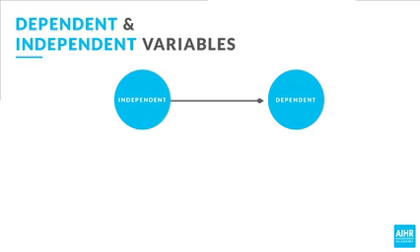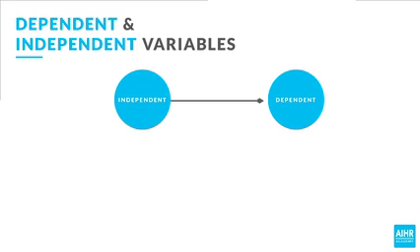And you see something similar to IQ. If you say, hey, IQ influences someone's job performance, IQ is independent, and if IQ would change, then someone's work performance would also be likely to change. So someone's IQ influences someone's performance. IQ is independent and performance is dependent.